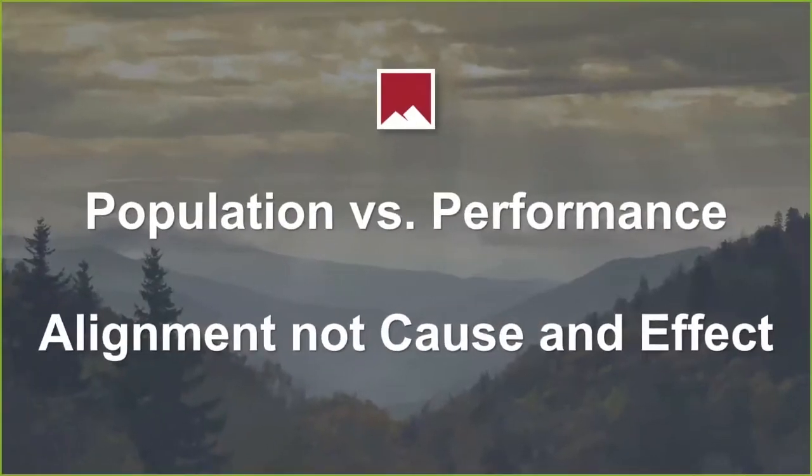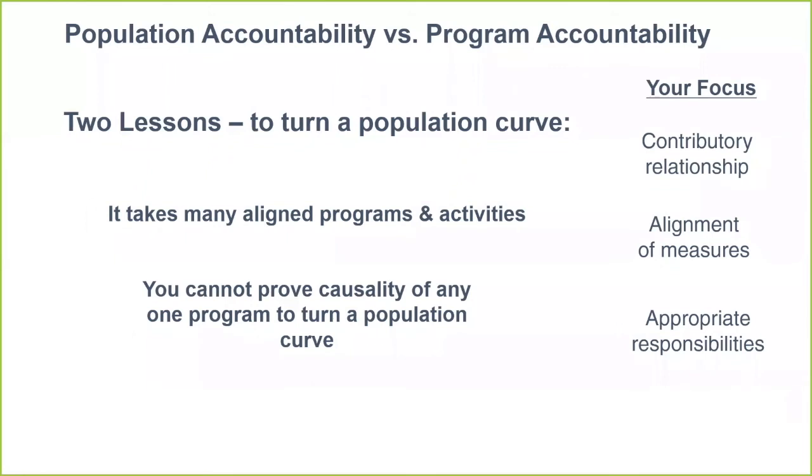So one of the things I wanted to highlight that's important as we begin to think about population versus performance, that end result we're trying to achieve versus the means, is that we've got to be very clear that this is about aligning all of our activities and not cause and effect. Because two lessons around population: turning a population curve takes many aligned programs or activities to turn a curve at a community level.